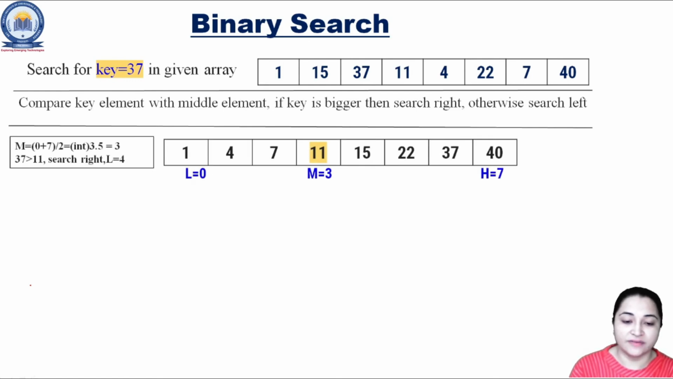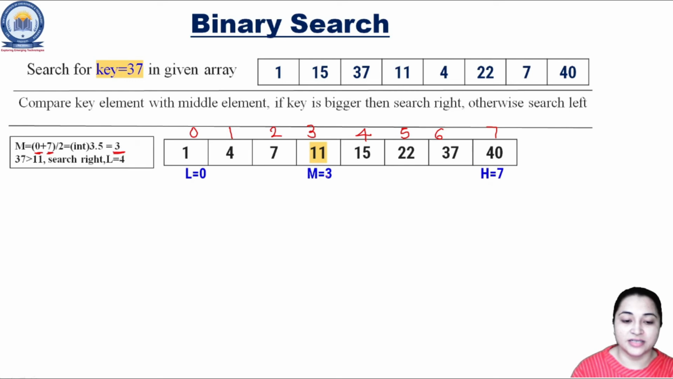1, 4, 7, 11, 15, 22, 37 and 40, right? So we have a total of 8 elements and our index will start from 0, 1, 2, 3, 4, 5, 6 and 7. So a total of 8 elements are there, and the first thing we will do is find the middle index. Our low index is 0 and high index is 7. So (0 + 7) / 2 will be 3.5. The integer of 3.5, meaning the floor value, will be 3.